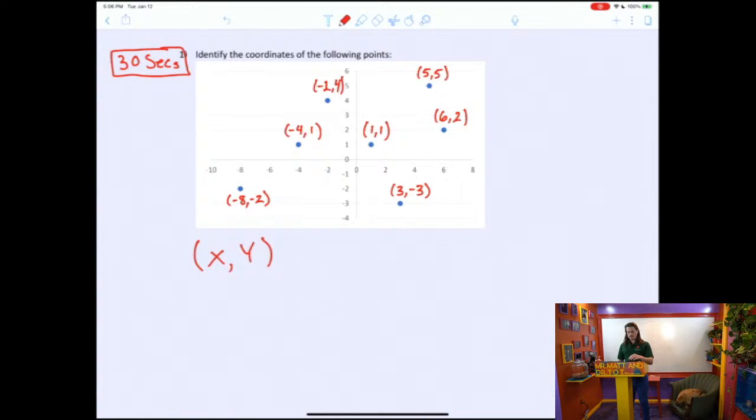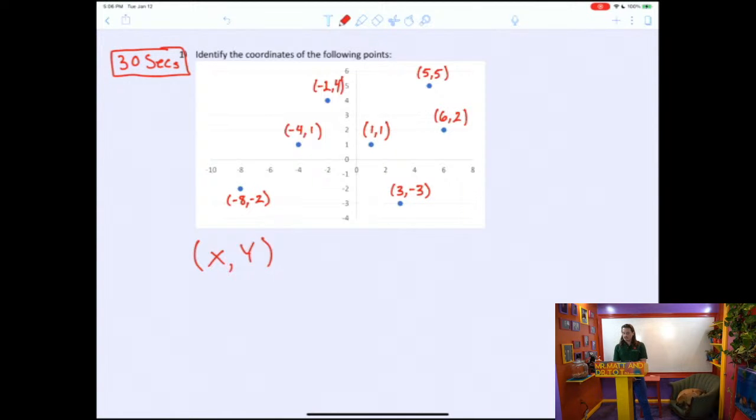Okay, so going through these points here, remember that the whole point of the Cartesian plot, or the x and y axis, is to describe the location of a point relative to the origin of the graph. The origin is at (0, 0). It's where the two axes intersect.